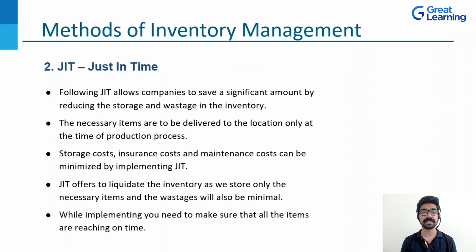So the necessary items are to be delivered to the location only at the time of the production process. That's exactly what I've mentioned right now. When the production process is going on, that is the time when you require it, and that is only when it is delivered to you. So you need not worry about storing it, about spoilage, damage, or any deterioration that can happen in your warehouse. All these things can be eliminated, because in the production line, when you require it, that's exactly the time you get the product. You can completely focus on your core priorities. That's exactly what just in time offers you.